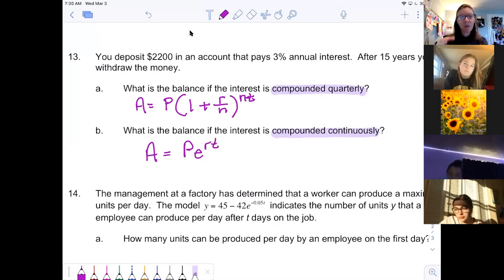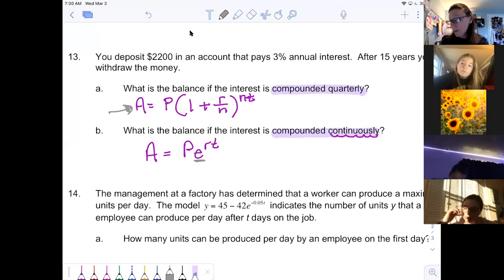So there is a difference between the two formulas. PERT is when it's compounded continuously. The reason we use the PERT formula for compounded continuously is because that's how the number E was created. It was actually created from this first original formula, except the N was a really big number. And we saw how it worked on Monday. So the E was created from the formula in part A, but we use the E because that represents continuous compounding. So the goal here is kind of just to see what the difference is in the amount of money that you would have after 15 years.